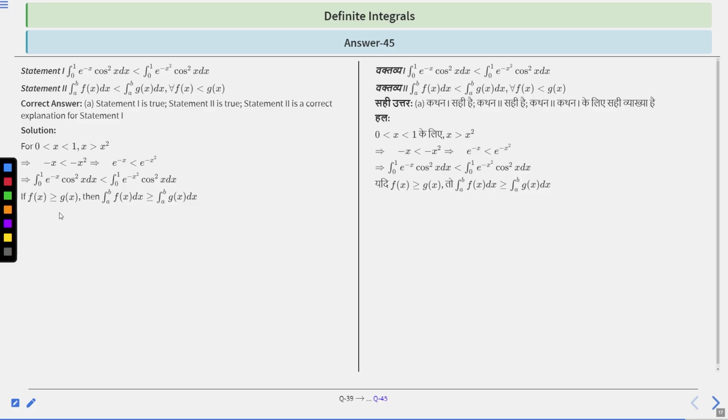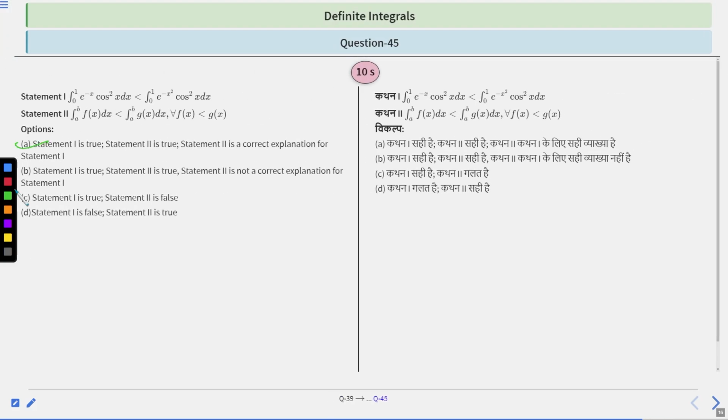So, if f(x) is greater than or equal to g(x), then the integral of a to b of f(x) dx will be greater than or equal to the integral of a to b of g(x) dx. Clear? Therefore, statement 1 is true and statement 2 is also true. And statement 2 is the correct explanation of statement 1, right? Therefore, option A is the right choice.